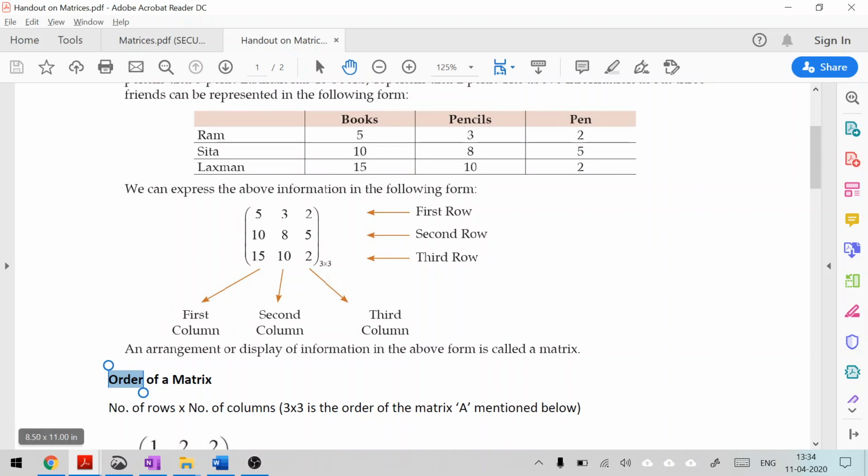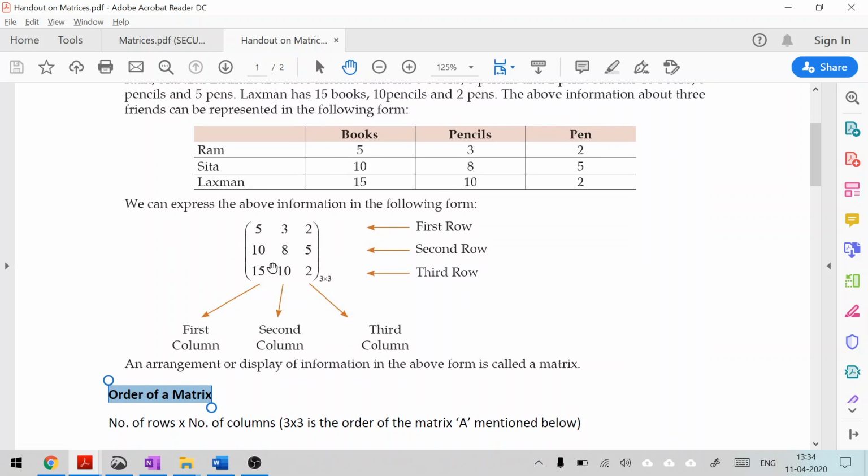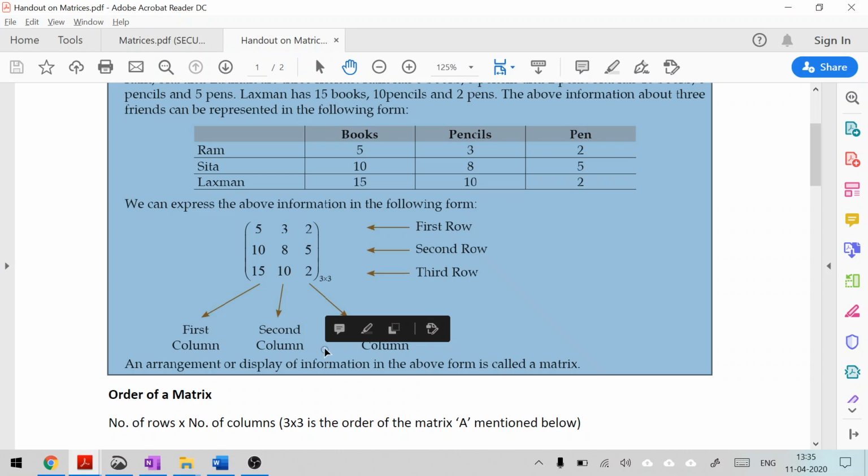What do you mean by the order of the matrix? All of you have understood what a matrix is now. A matrix is nothing but an expression in this format with two brackets. Now see, we have written 3 into 3. Why do we say 3 into 3? There are 3 rows: row 1, row 2, row 3. So the first number, 3, denotes the rows. The second number denotes the columns.